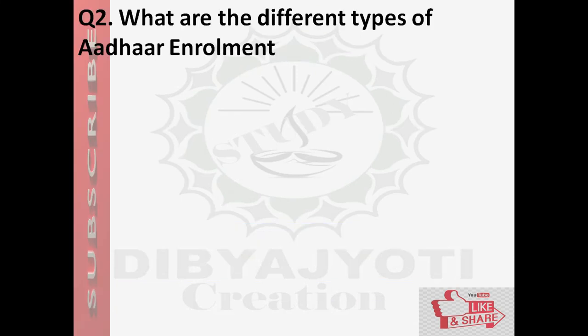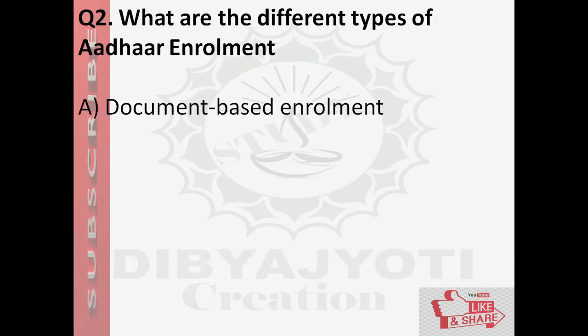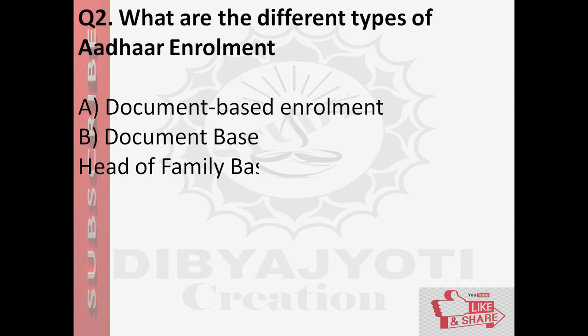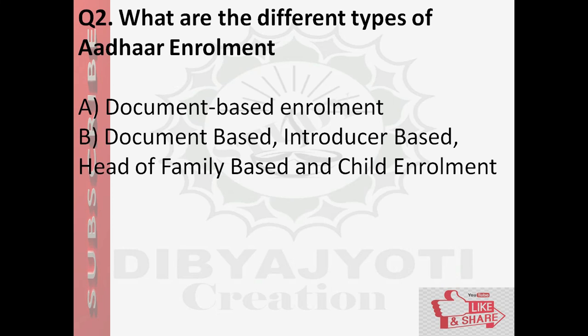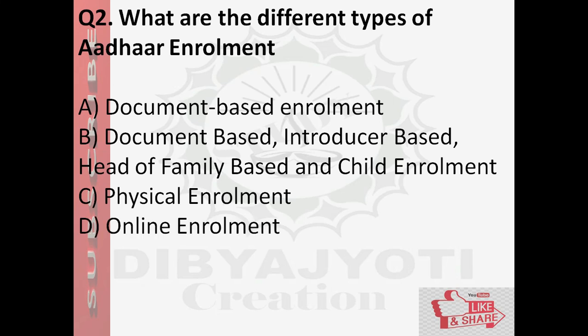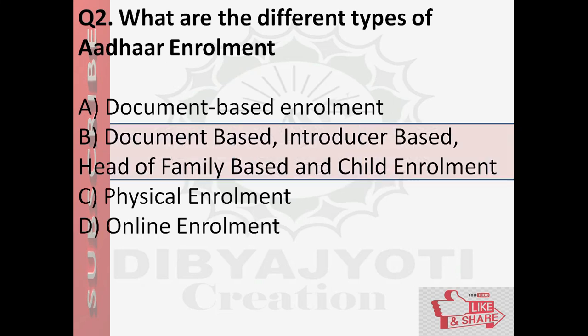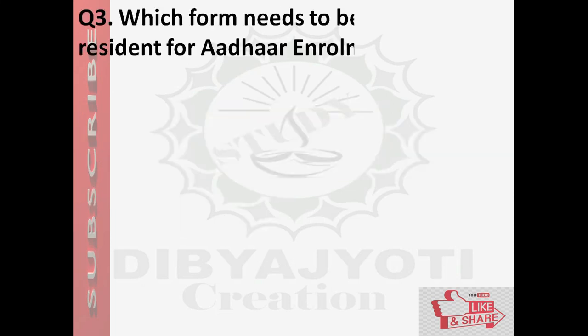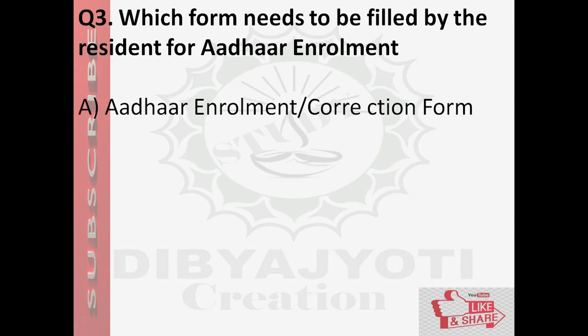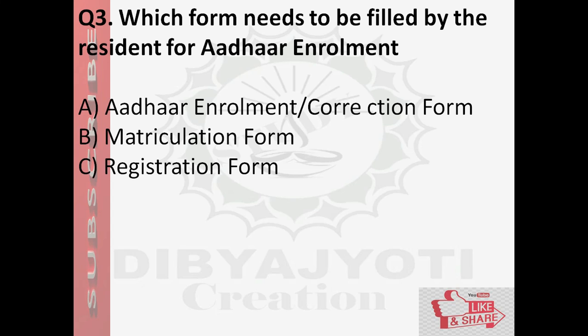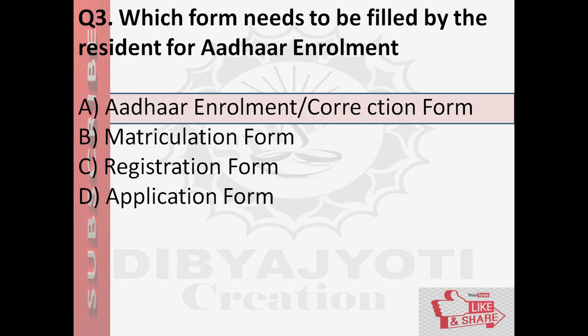Next question. What are the different types of Aadhar enrollment? Options are option A, document-based enrollment; option B, document-based, introducer-based, head of family-based and child enrollment; C, physical enrollment; D, online enrollment. And answer is document-based, introducer-based, head of family-based and child enrollment. Next, which form needs to be filled by the resident for Aadhar enrollment? Options are option A, Aadhar enrollment or correction form; option B, matriculation form; option C, registration form; option D, application form. And answer is Aadhar enrollment or correction form.